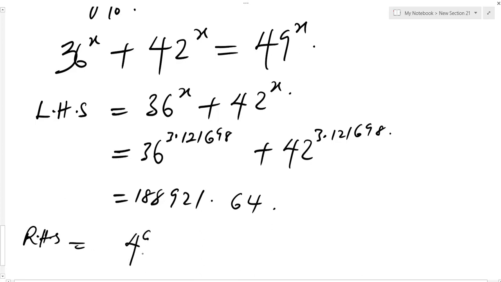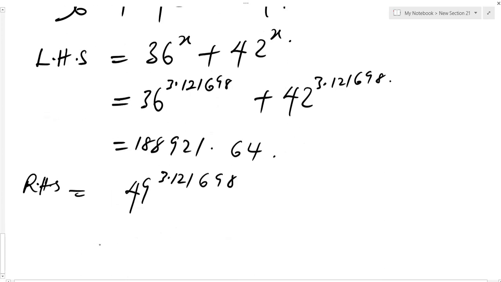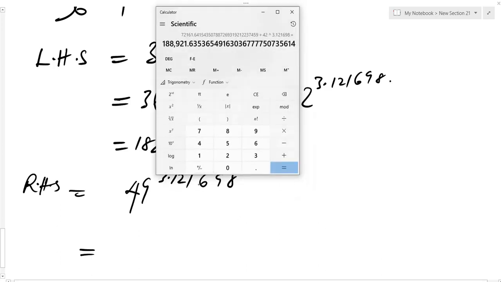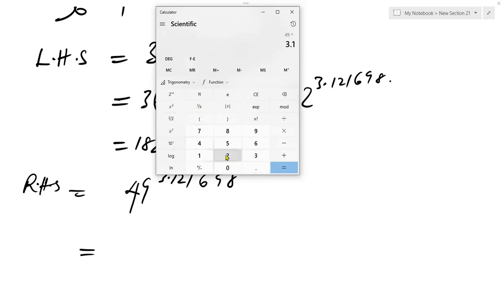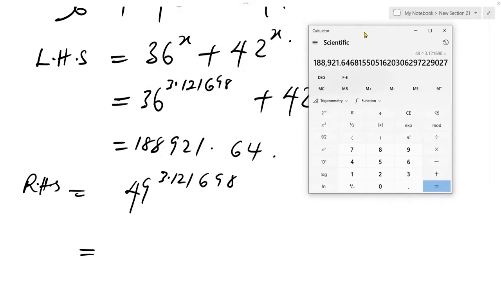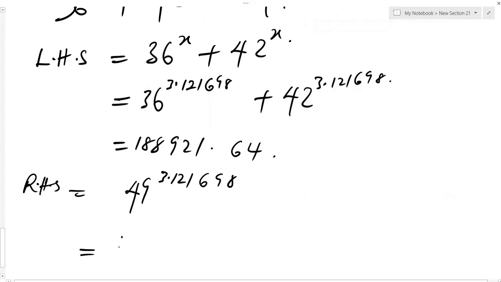So we now say 49 to the power of 3.121698. So we have the same value.